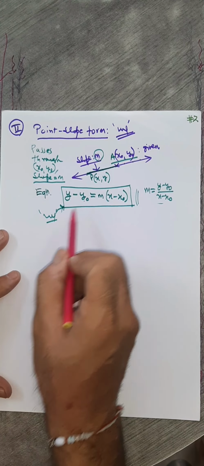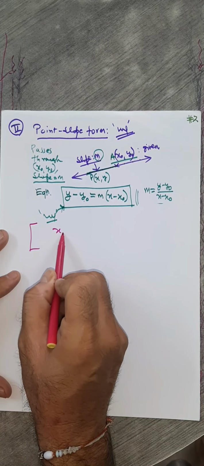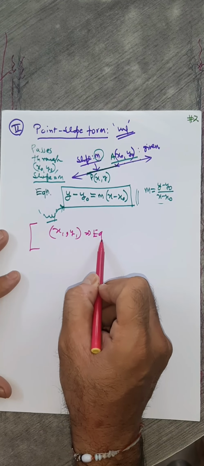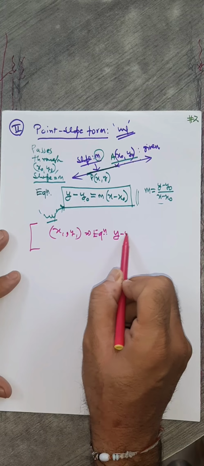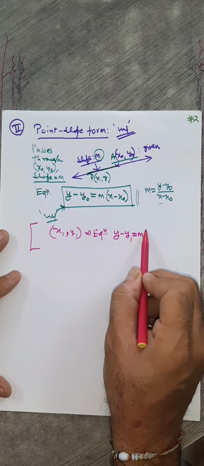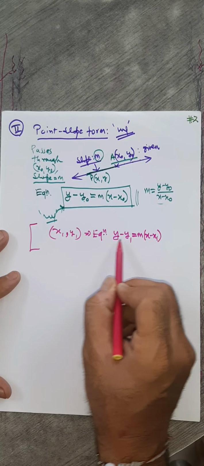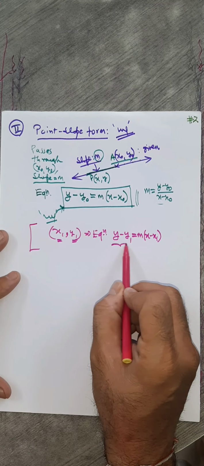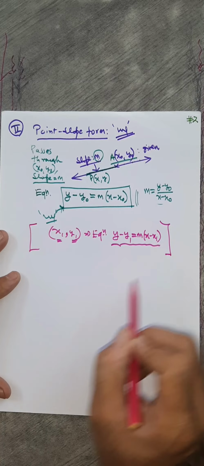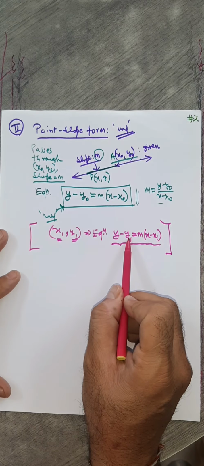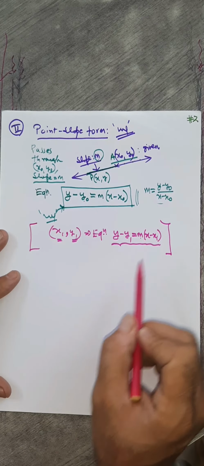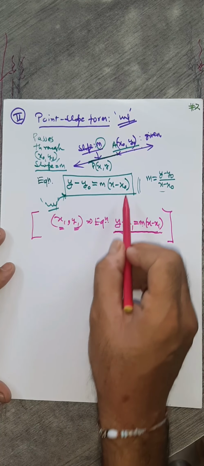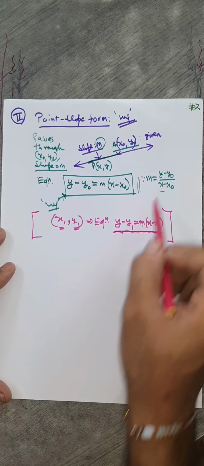Some authors use this fixed point as x1, y1 also. In that case, the equation will be y minus y1 equals slope into x minus x1. Both are very standard forms. In some books, you will find x1, y1 instead of x0, y0. That's not important for us, just for your information. y minus that fixed point equals slope into x minus that fixed point. Fine, this is the form. How we got this, I already explained here.